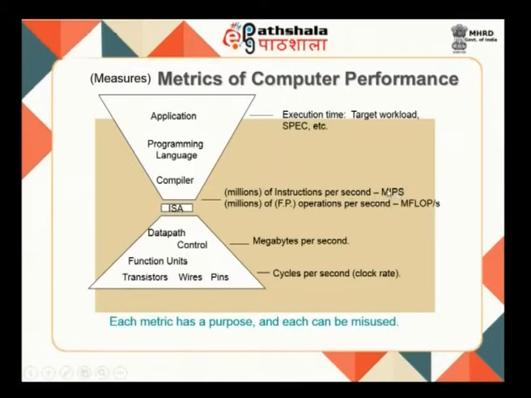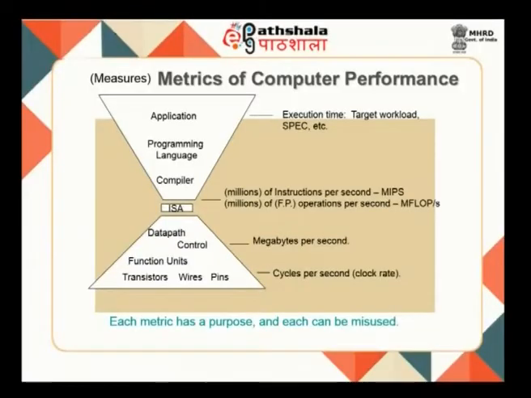which we already saw has some drawbacks. Similar to MIPS, you can also have MFLOPS, which is millions of floating point instructions per second, which is also not a consistent measure of performance. Execution time, which takes into account the target workload, the SPEC benchmarks, etc., is the most consistent measure of performance. Each metric has a purpose, and of course, you will have to understand that each metric can also be misused.